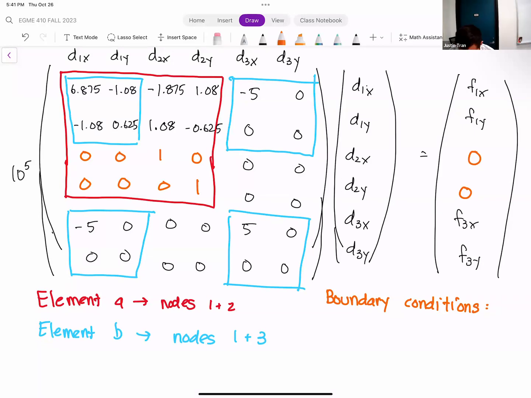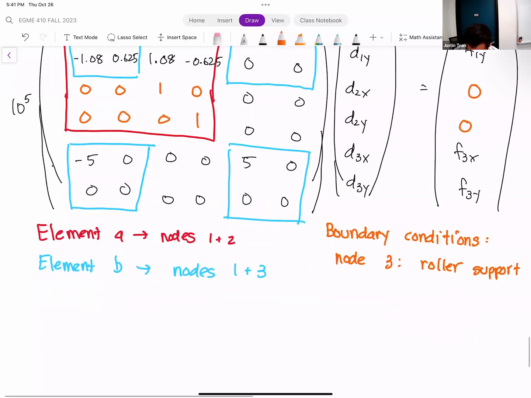Node 3 is being constrained by a roller support, right? Let me draw a small version of that here, just so we don't have to keep scrolling up and down. So this here is node 3, and it's being supported by a roller. If you look at the orientation of that roller, you can see that it is allowing deformation in the y direction. That roller is going to prevent any deformation in the x direction, but the y direction deformation is still going to be free.